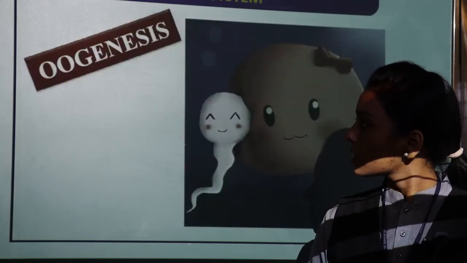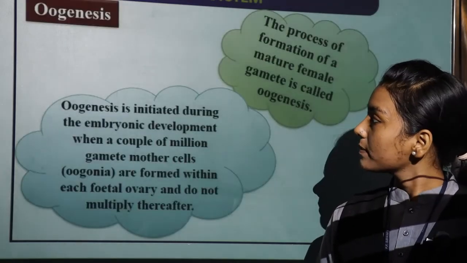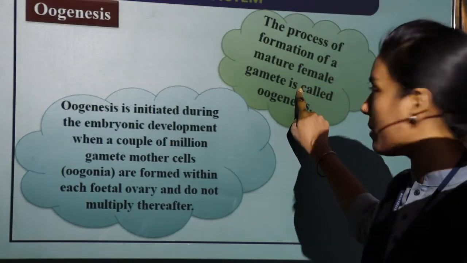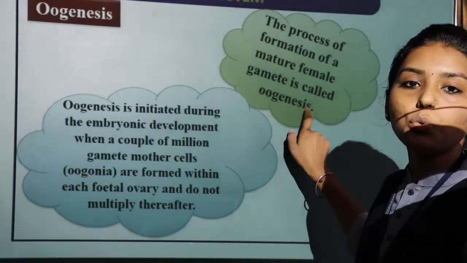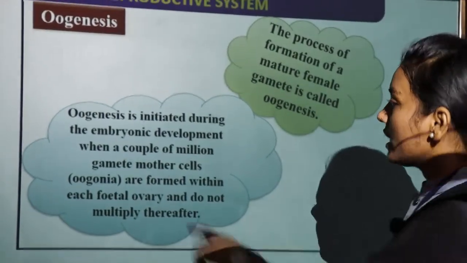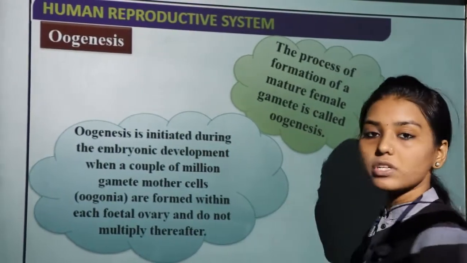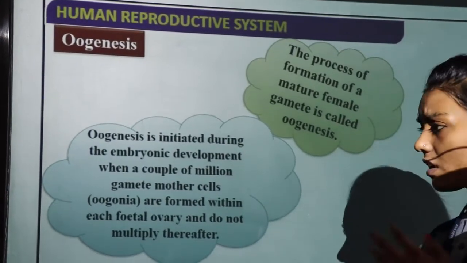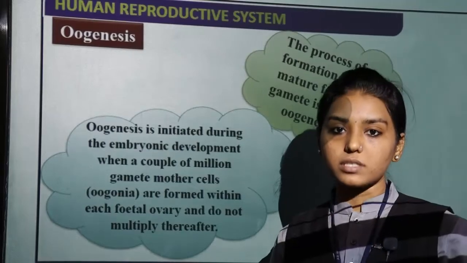Next we'll see how the ovum forms. The process of formation of the mature female gamete is called oogenesis. Oogenesis is usually initiated during embryonic development, and it is generated from the mother cell.